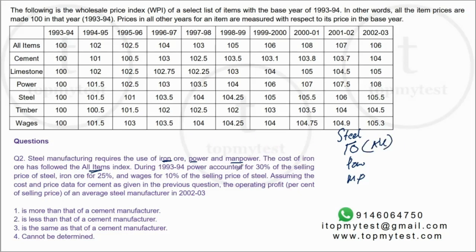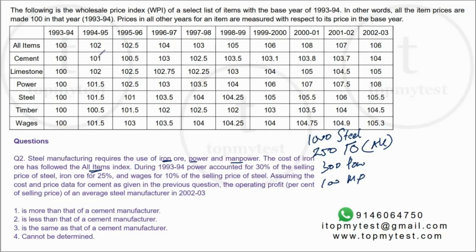During 93-94, power accounted for 30%. So again, if this is 1000, 30% of power will be 300. Iron ore 25%, so 250, and wages 10%, so 100. Right, assuming cost price and price of cement as given in the previous question, the operating profit for steel is more than, less than, same as cement. Okay, so we need to calculate for steel and compare it with 38.5%. Okay, let's try to do that.